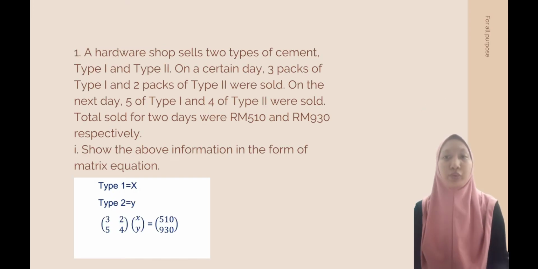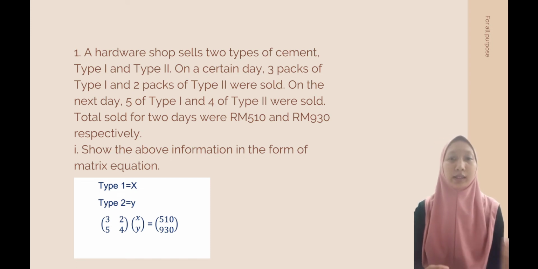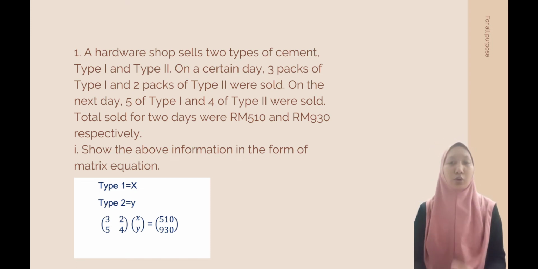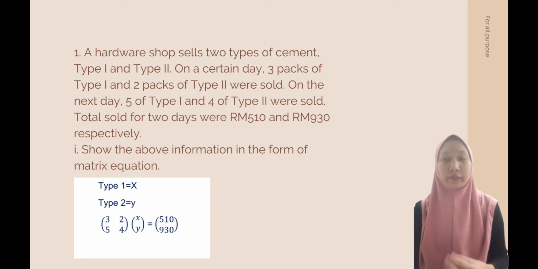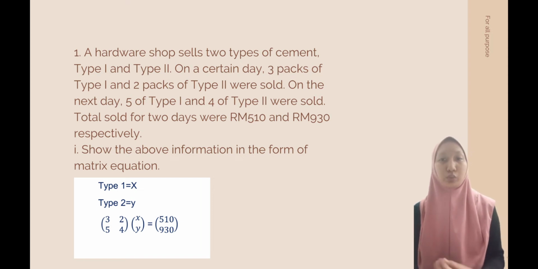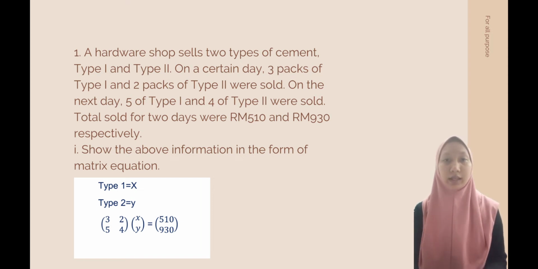First of all, we must determine which are x and y. So type 1 is x and type 2 is y. When we know x and y, we must arrange according to x and y. First, 3 type 1 cement and 5 type 2 cement equal 510, and 2 type 1 and 4 type 2 equal 930.